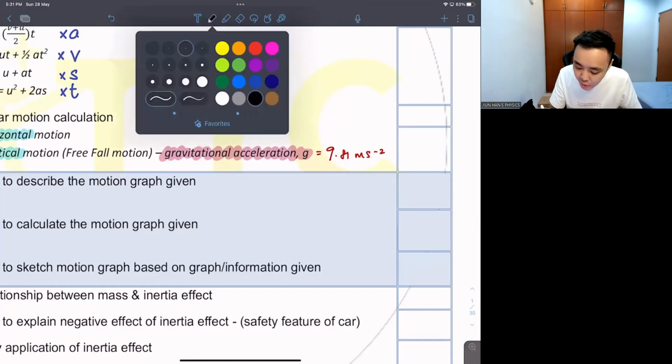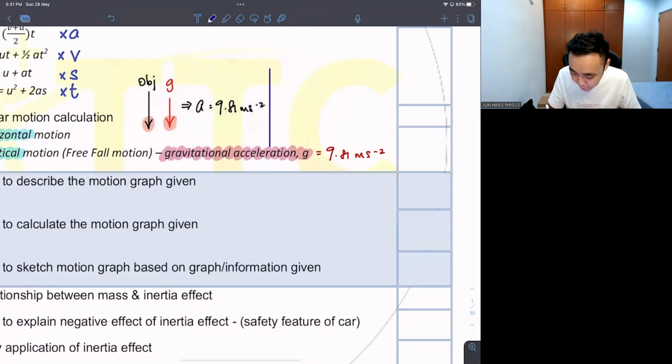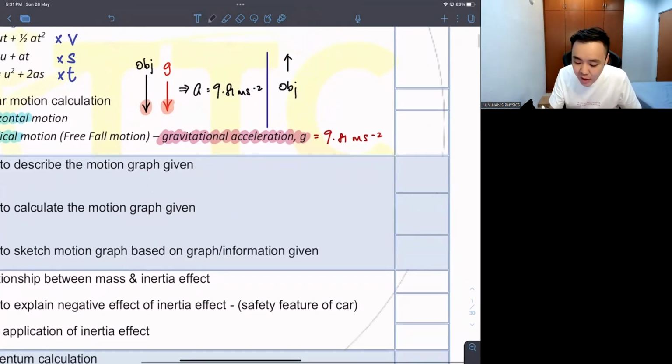Now, another situation: sometimes your object doesn't go down first. I can throw the object up first. So here's the question: what if I have an object that decided to go up? Again, gravity, what direction? It does not care about you. It always goes down. So now what happens? See, up and down, they are opposite directions. So if you go against gravity, what happens?